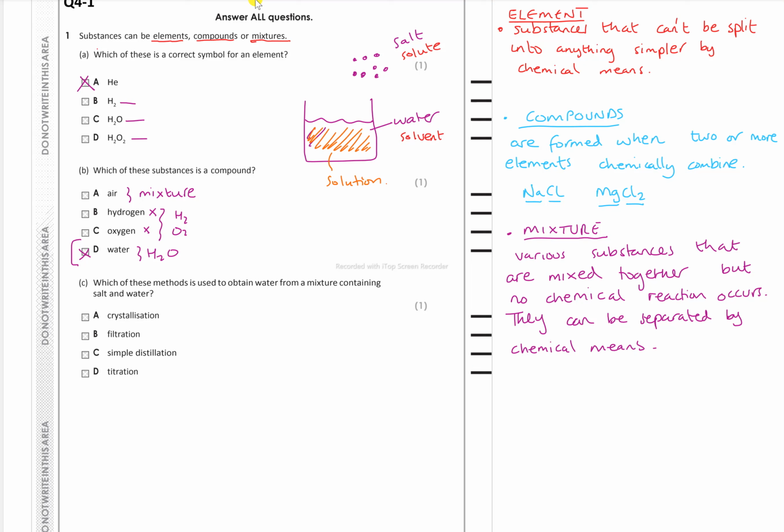Now, to separate those two, I heat it and evaporate off the water, and that will leave behind, when all the water's evaporated, salt crystals. And that's simple distillation. It's not filtering. Filtering won't help. Crystallization won't help. Titration won't help.